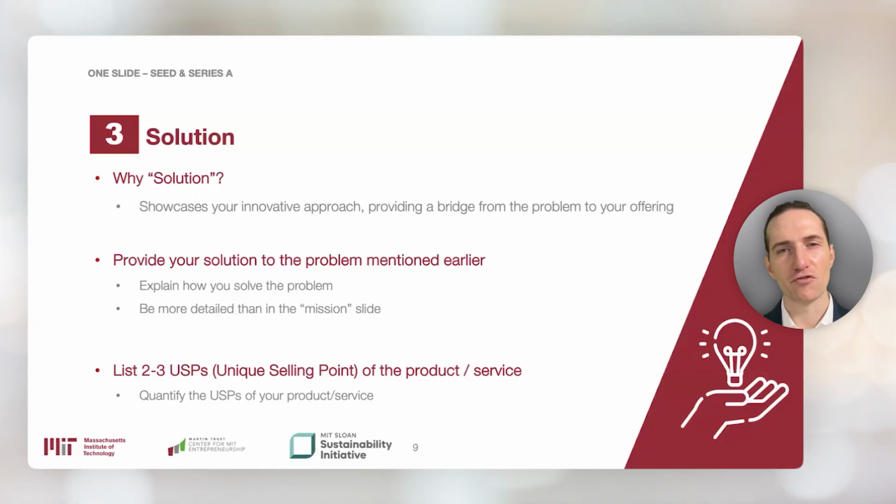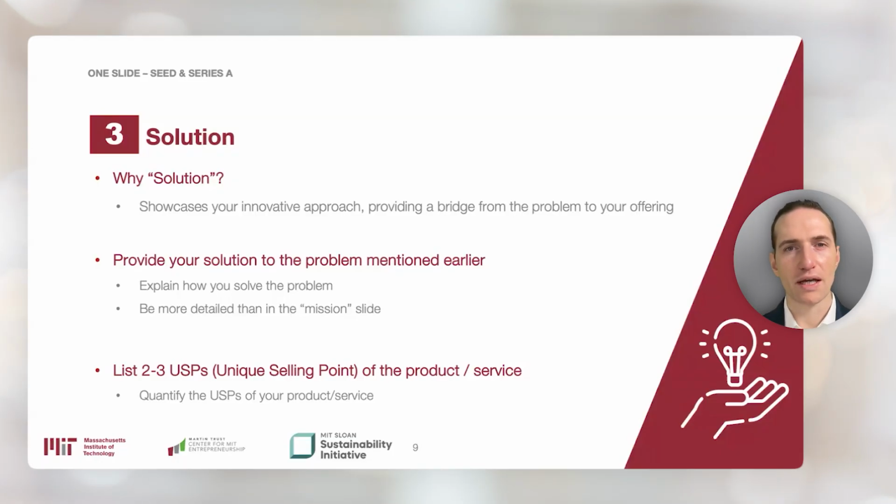So make sure you have a really strong USP, or really strong 2 to maximum 3 USPs, and you have those USPs really quantified. This is extremely important for VC investors because, as I mentioned before, it is really important for them to see what kind of value you bring to the table and how you're going to solve this problem. This is what you should consider when creating your solution slide.